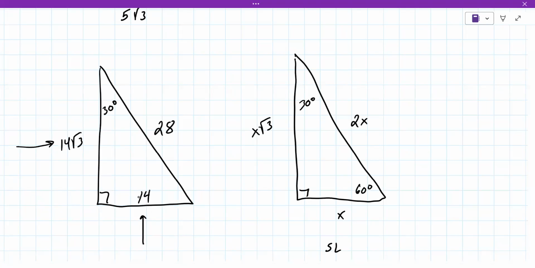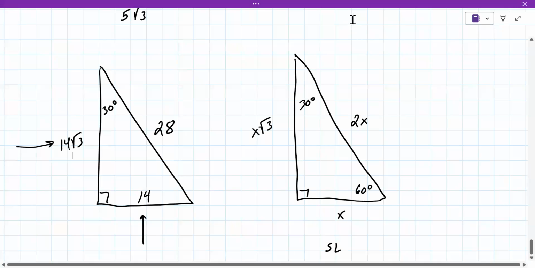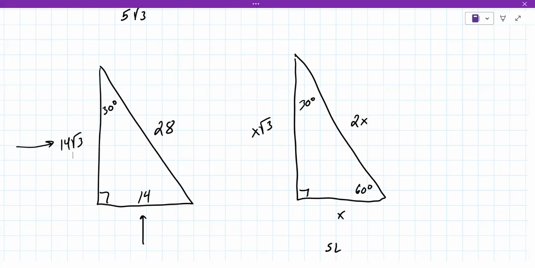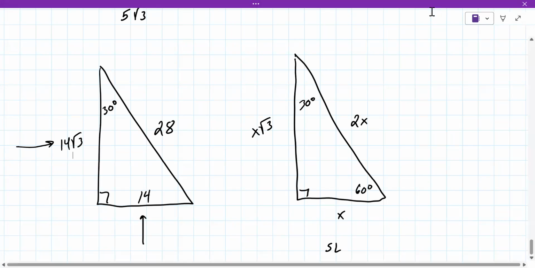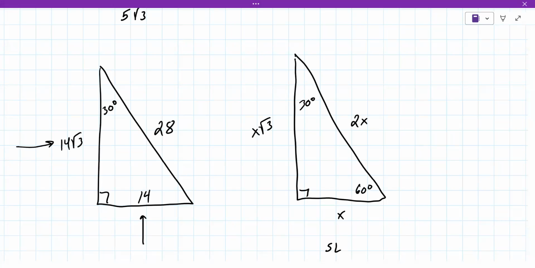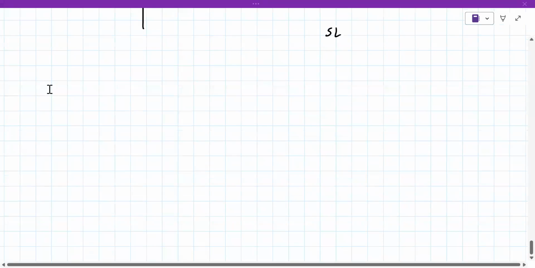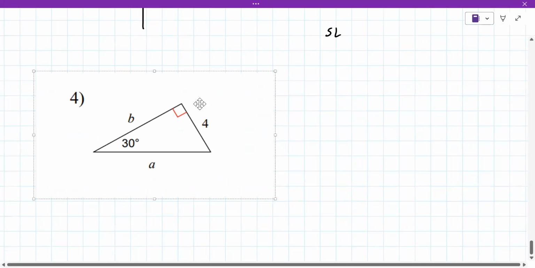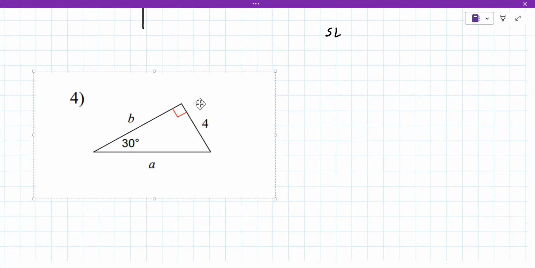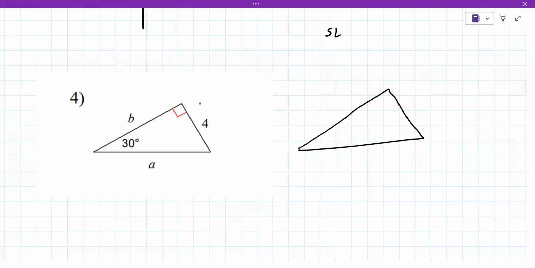Very good. So what you have to do when you're looking at a problem like this is you have to decide: are you given the hypotenuse, the short leg, or the long leg? So here's a new problem. I want you to decide: are they giving you the short leg, long leg, or hypotenuse? Short leg. They are.